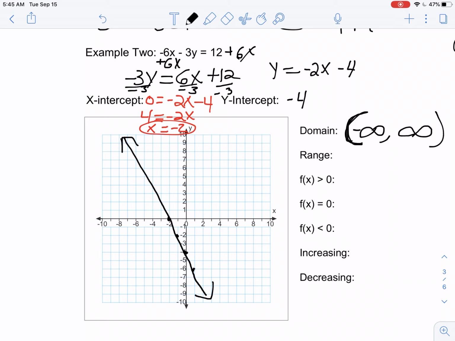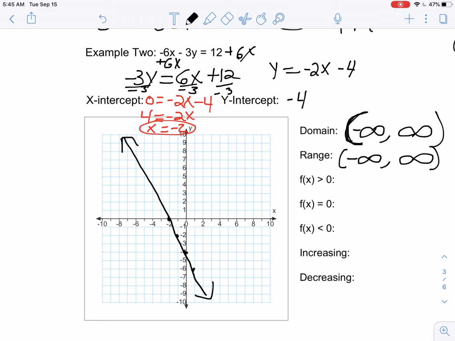And then our range, with all possible y values, and for the same exact reason, because our line is going to go on forever, it's going to hit all possible y values as we go to negative infinity and to positive infinity. So it's going to be from negative infinity to infinity.